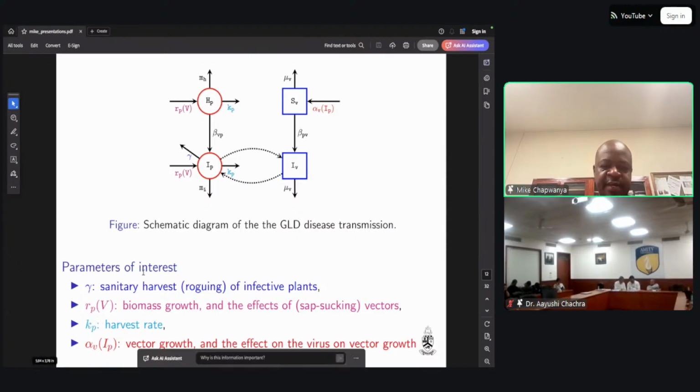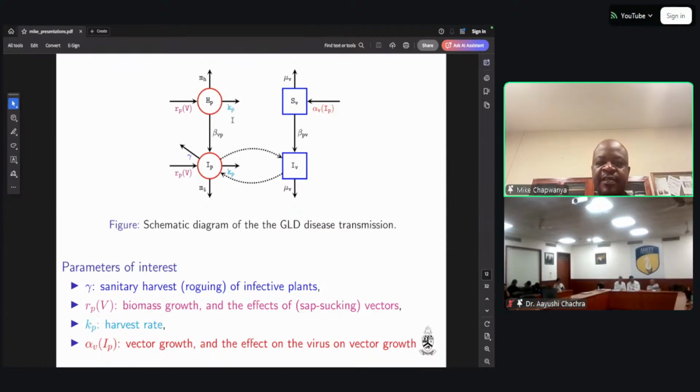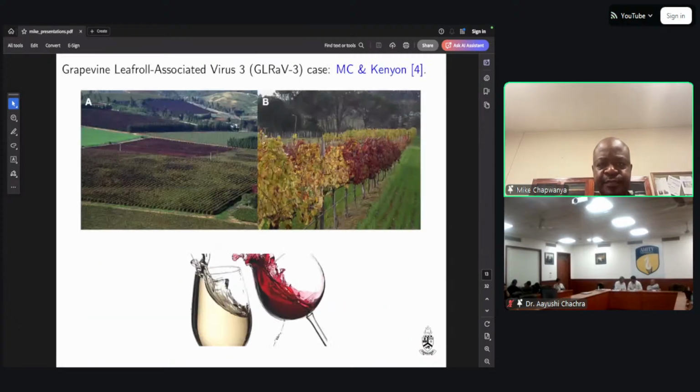Now you also have the KP. Now KP is just the harvesting, so the farmer here and there pulls out the plants and harvests the tubers. So that's a rough sketch of the cassava mosaic virus.